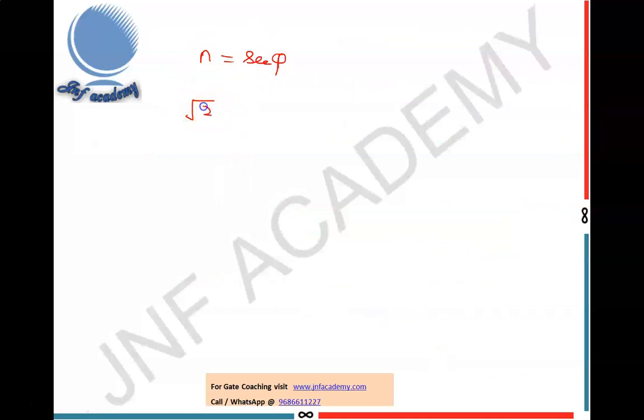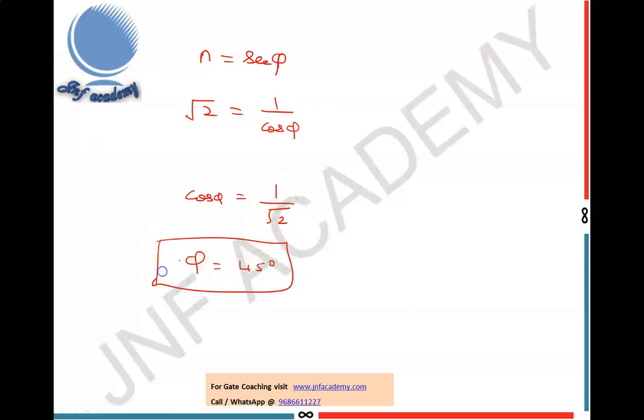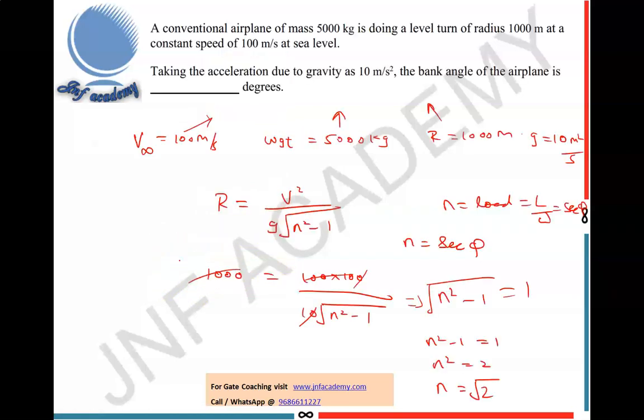So load factor you have found out is root 2. Sec phi is nothing but 1 by cos phi. So cos phi is equal to 1 by root 2. So phi is nothing but cos inverse of 1 by root 2, which is 45 degrees. So the bank angle at which the aircraft is making a turn of radius 1000 meter and at a constant speed of 100 meter per second is 45 degrees. Okay.